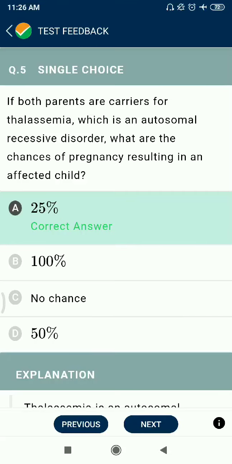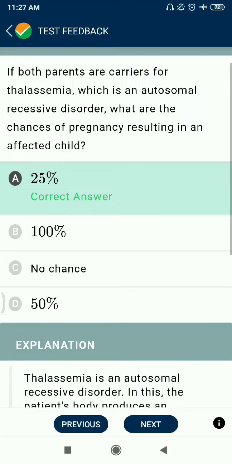Question number 5. If both parents are carriers for thalassemia, which is an autosomal recessive disorder, what are the chances of a pregnancy resulting in an affected child? 25%.